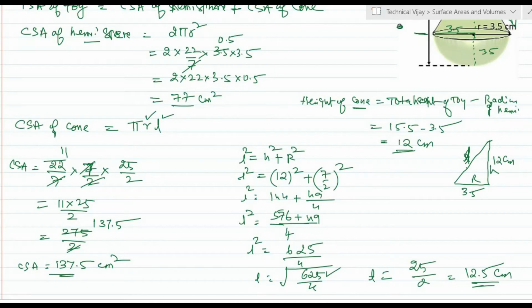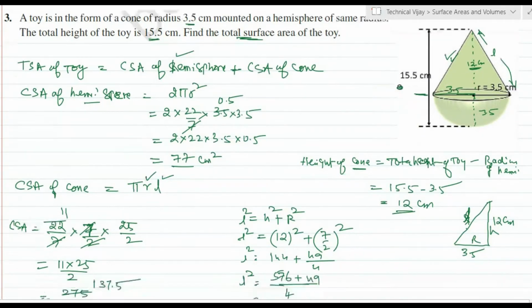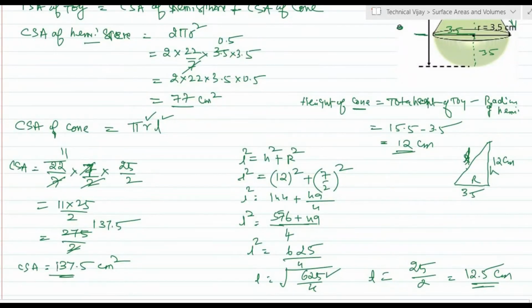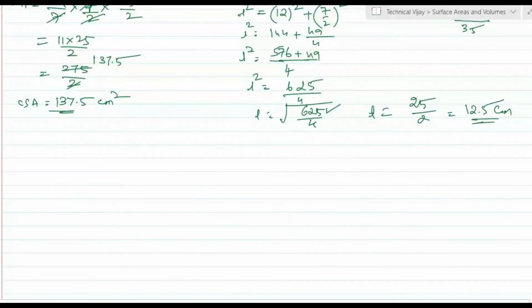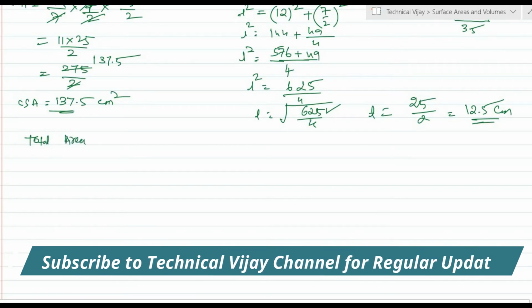So the total surface area of the toy is equal to the hemisphere surface area plus the surface area of the cone. We got 77 for the hemisphere, so 77 plus 137.5 in total. Now I will write the total area of the toy.